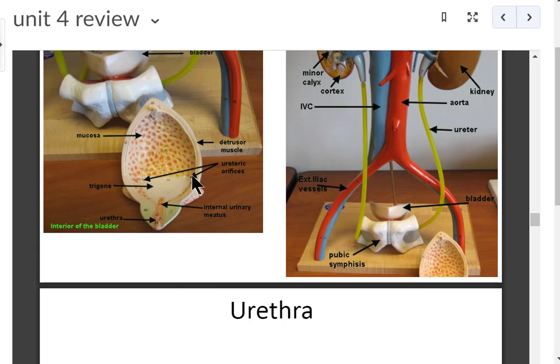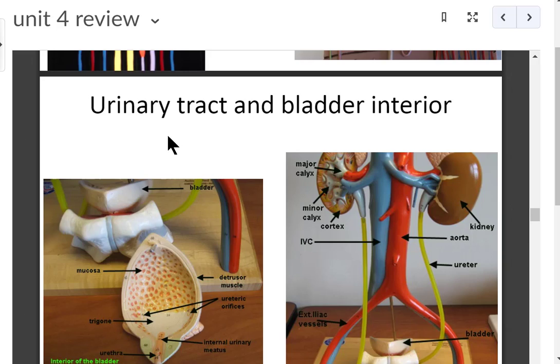And in the bladder, we have a smooth triangular area on the posterior wall, which is called the trigone, which has the two ureteric orifices up here near the base, and at the apex is the internal urethral orifice from where it leads out into the urethra. Okay, so that is the whole tract.